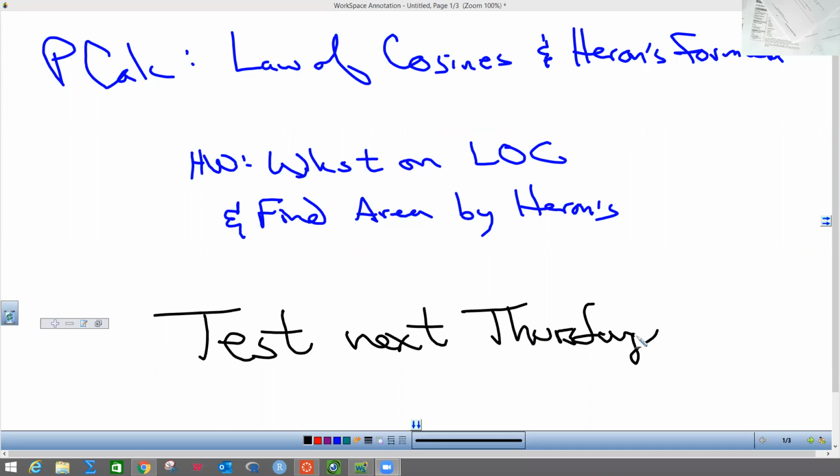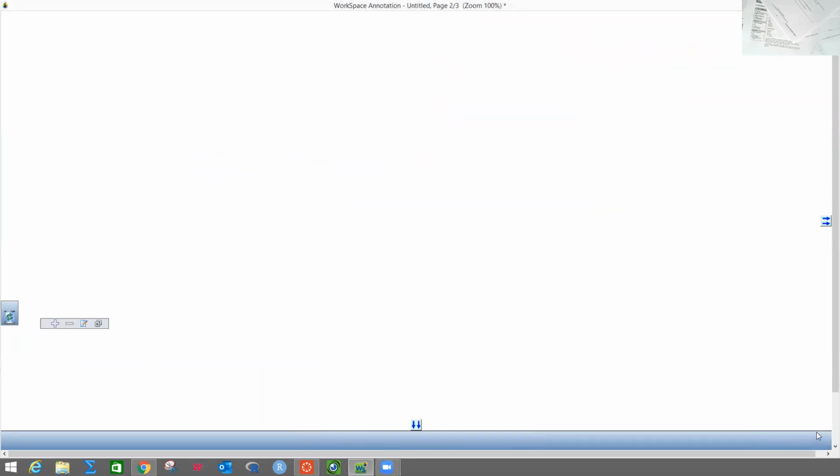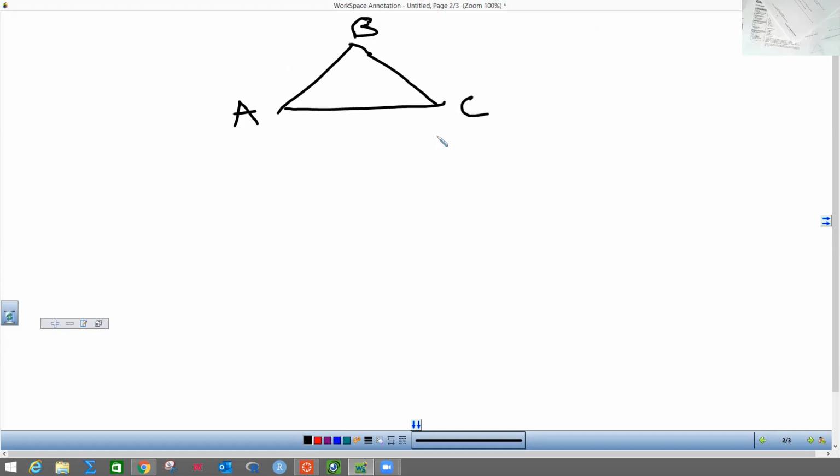So we're having a test on law of sines and law of cosines next Thursday. Law of cosines is also for any kind of triangle, not only a right triangle. This works for all oblique triangles, and it works for 90-degree triangles.